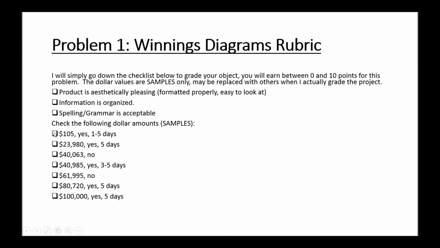So when I'm looking at this project, if this is the one of the 2 that you pick, I'm just going to run down this checklist. I'm not going to check for an introduction. I'm not going to check for a conclusion. Those things will not count toward your score. I'm just looking for, is this object you made for me, does it have these things that say yes and not have the things that say no, and tell me how many days they could be won.